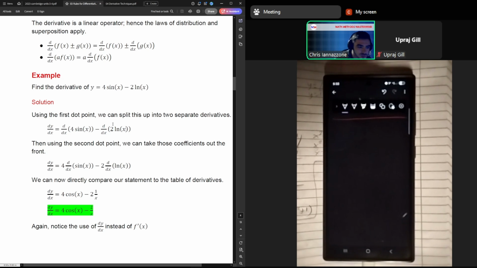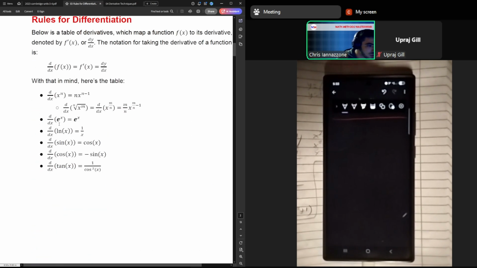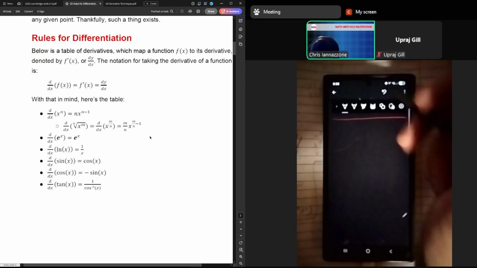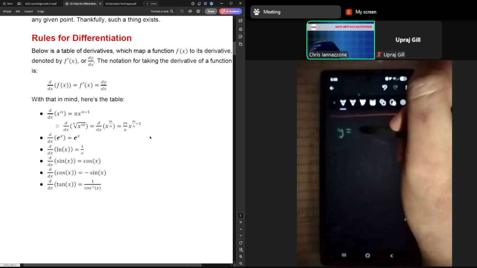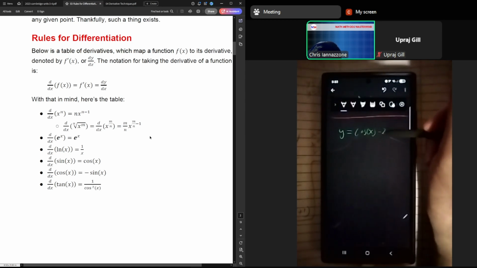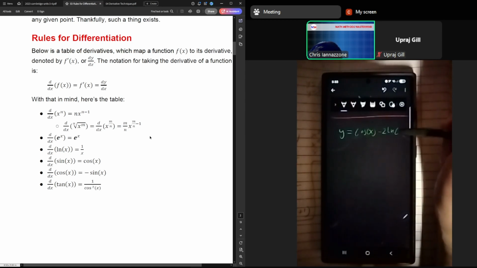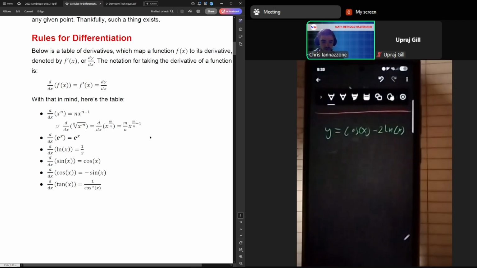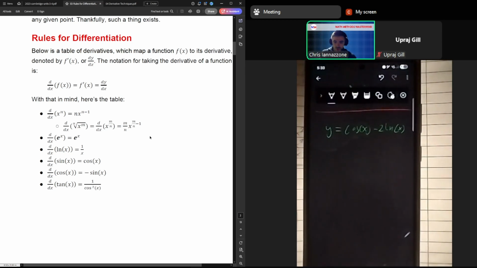Now we're just going to do a few quick fires. So what I'll do is leave the table of derivatives up here. I'll make up some random functions, and then we're going to find the derivatives of those. So let's go with y equals cos x minus 2 natural log x. We want to find the derivative of this. What might we start doing?